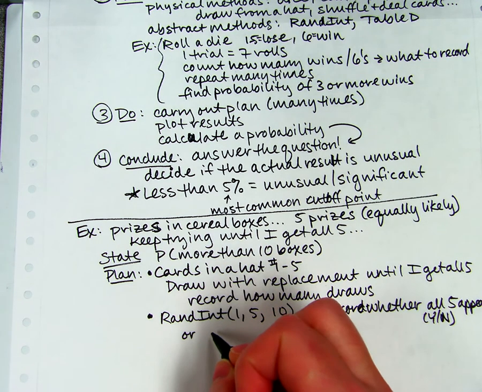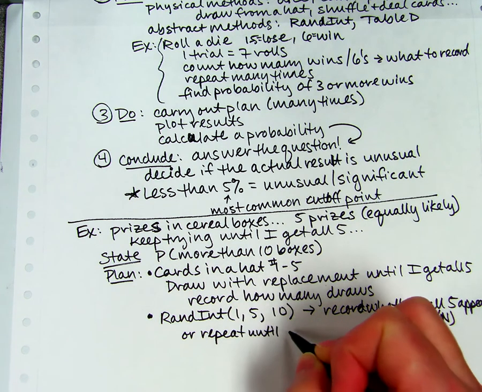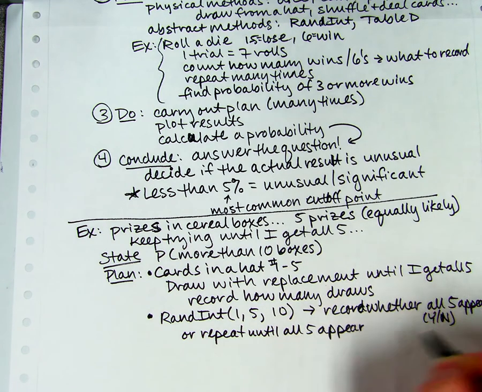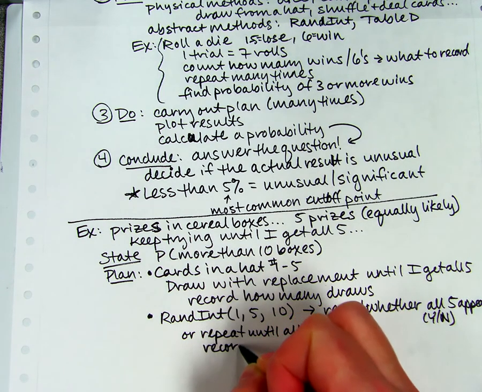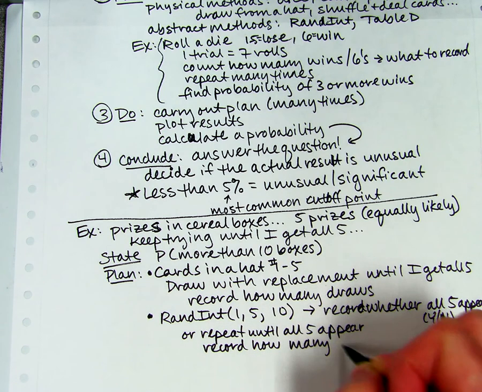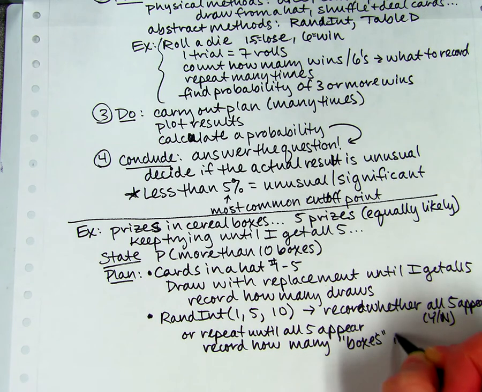I just record whether I succeeded in 10 boxes or not. Or I might care how many it was, and so repeat until all 5 appear and record how many simulated boxes it took. So there's a couple of different options here.